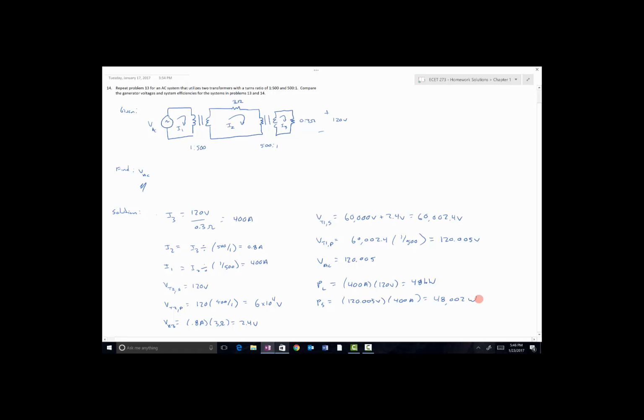And that gives us 48,002 watts. The efficiency of the system is 48,000 divided by 48,002, multiplying by 100% to convert it to a percentage, and we get 99.99958%. So that is our efficiency, and this is our supply voltage for this transformer circuit. So there's the solution to that problem.